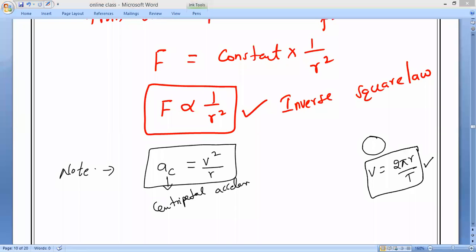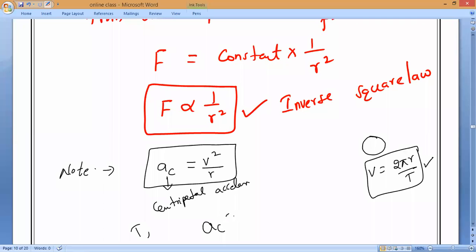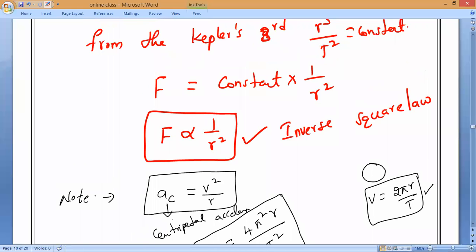And centripetal acceleration of an object traveling in a circle can also be expressed in terms of the time period. If the time period is also known, then it is 4 pi square r by t square. That is the formula. So if the time period is given, it is 4 pi square r divided by t square. This formula is for what purpose, guys? Centripetal acceleration.